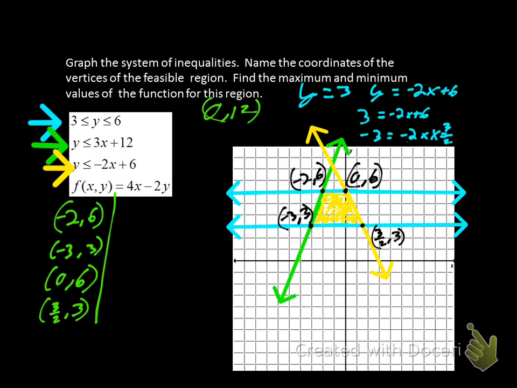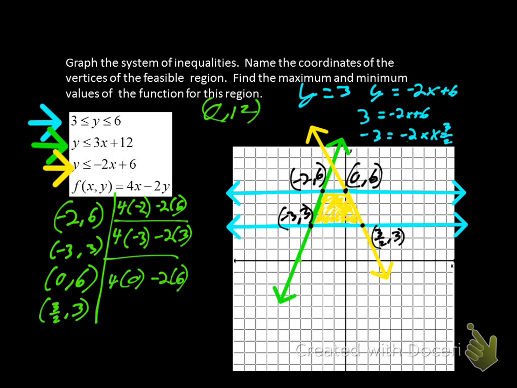Fantastic. Moving along. What you do next is you take all 4 coordinates, plug the x's into x, plug the y's into y. Yes, all 4. 4 times -2 minus 2 times 6. Why do you have to do that for all? I'll tell you in a second. 4 times -3 minus 2 times 3. 4 times 0 minus 2 times 6. 4 times 3/2 minus 2 times 3.